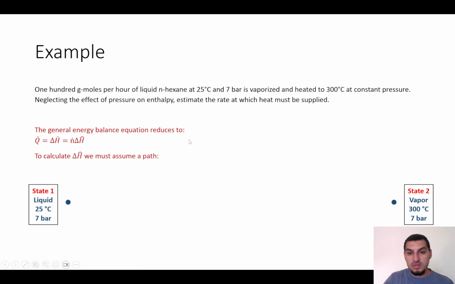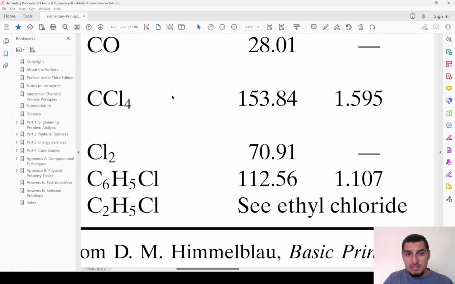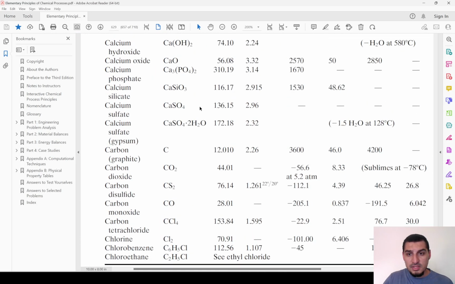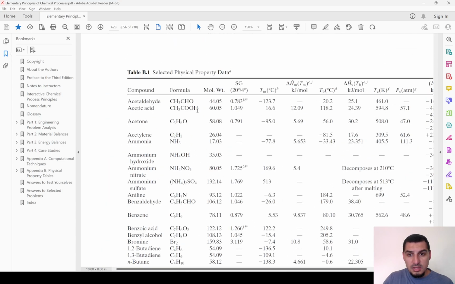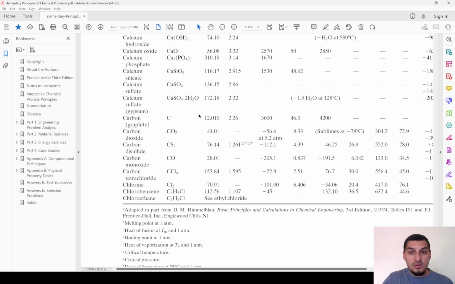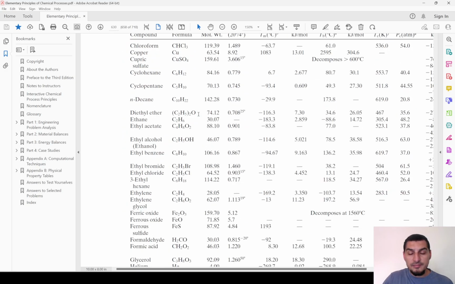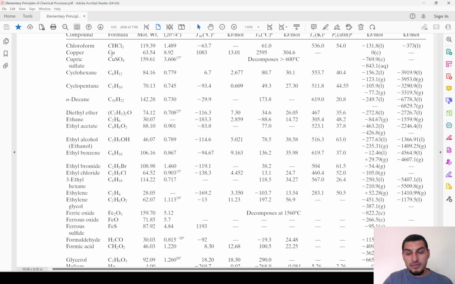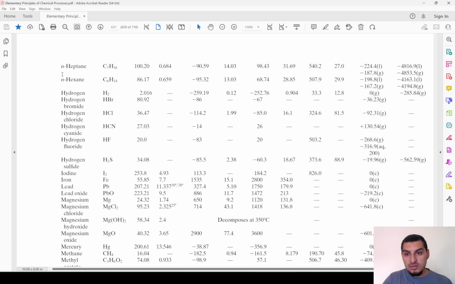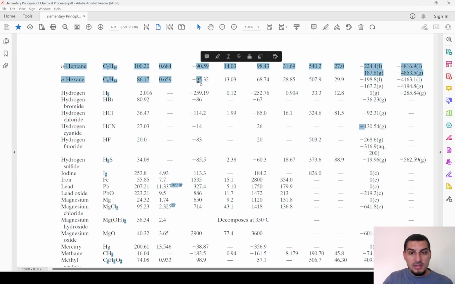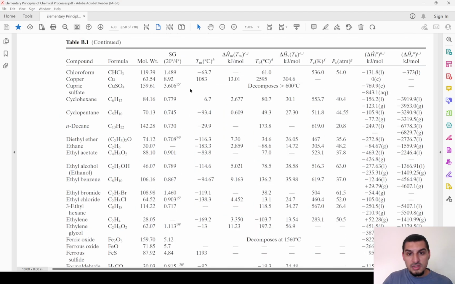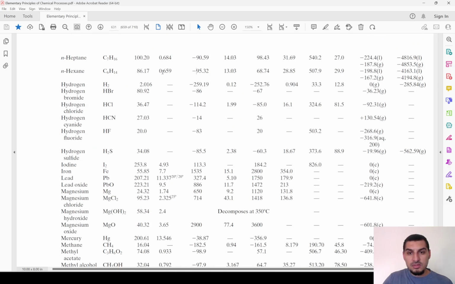Let's open the textbook and see what the properties of n-hexane are. This is table B1. The compounds here are sorted alphabetically, so if you're looking for hexane, we need to look for the letter H. So this is n-hexane, and this is the information that we know. Which column are we interested in? We are interested in the boiling point. This is the fifth number: 1, 2, 3, 4, 5.